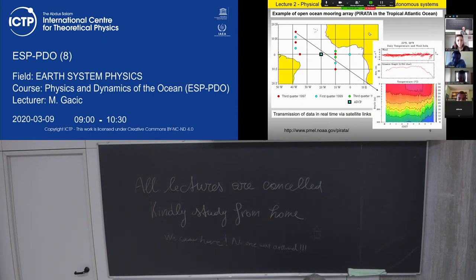Here is the PIRATA mooring, which is around the equator, made of these moorings, which measure the temperature. For example, this is the temperature measurement from 0 to 300 meters. And these are the wind measurements, and the dynamic height obtained. You will see what dynamic height is from somebody who took this exercise for the final exam.